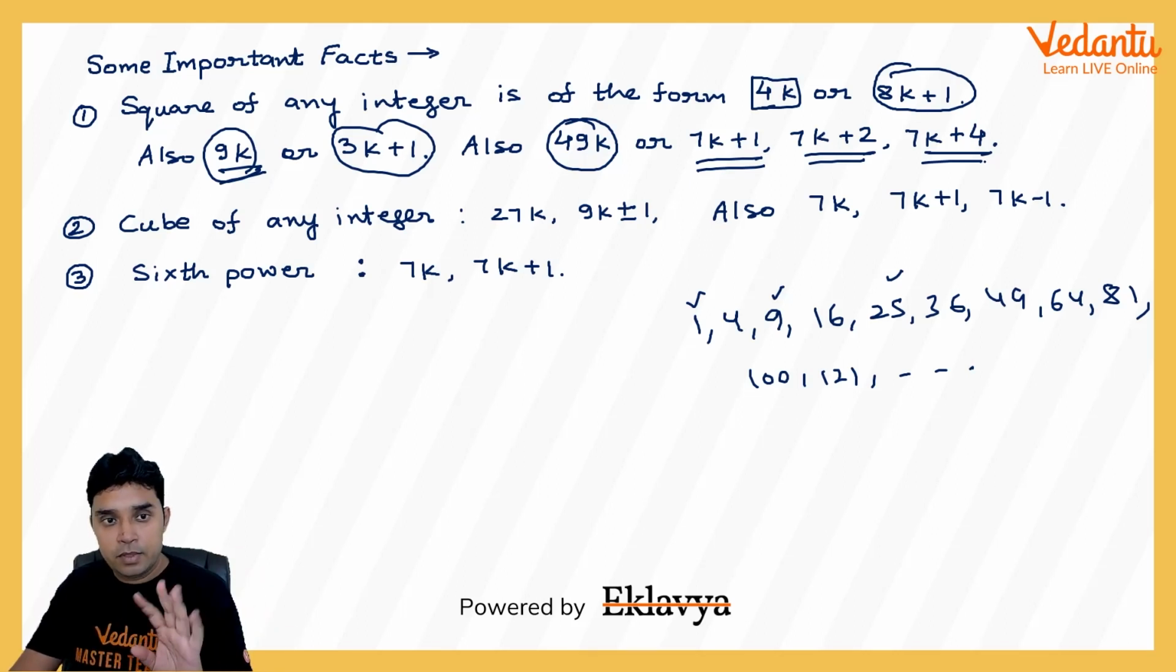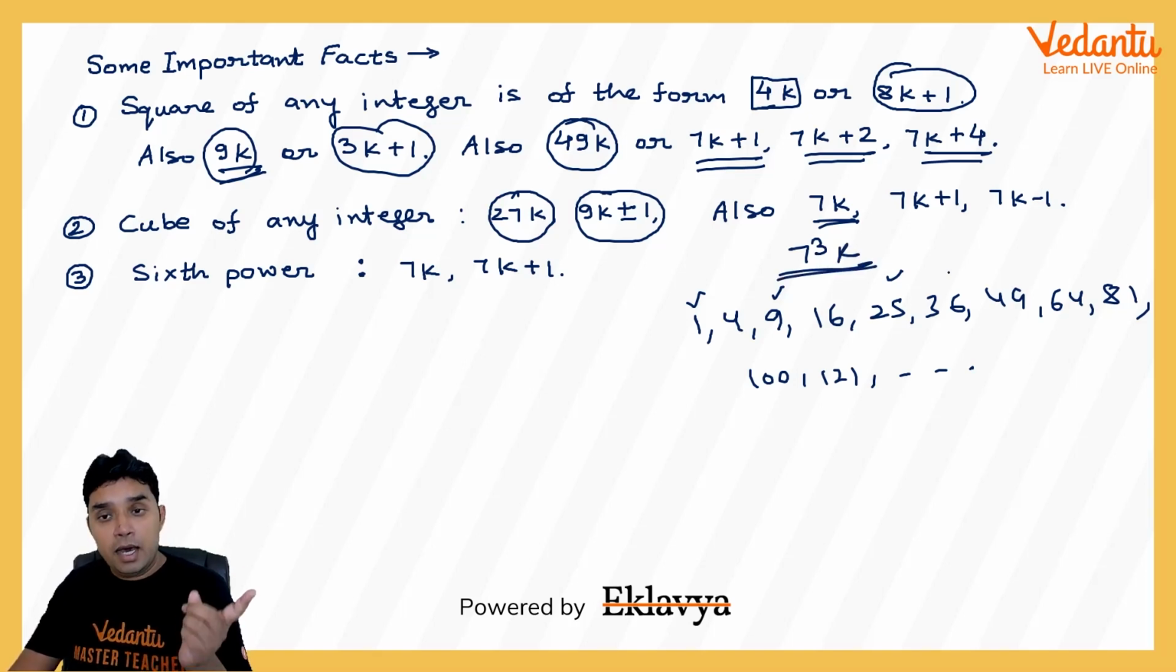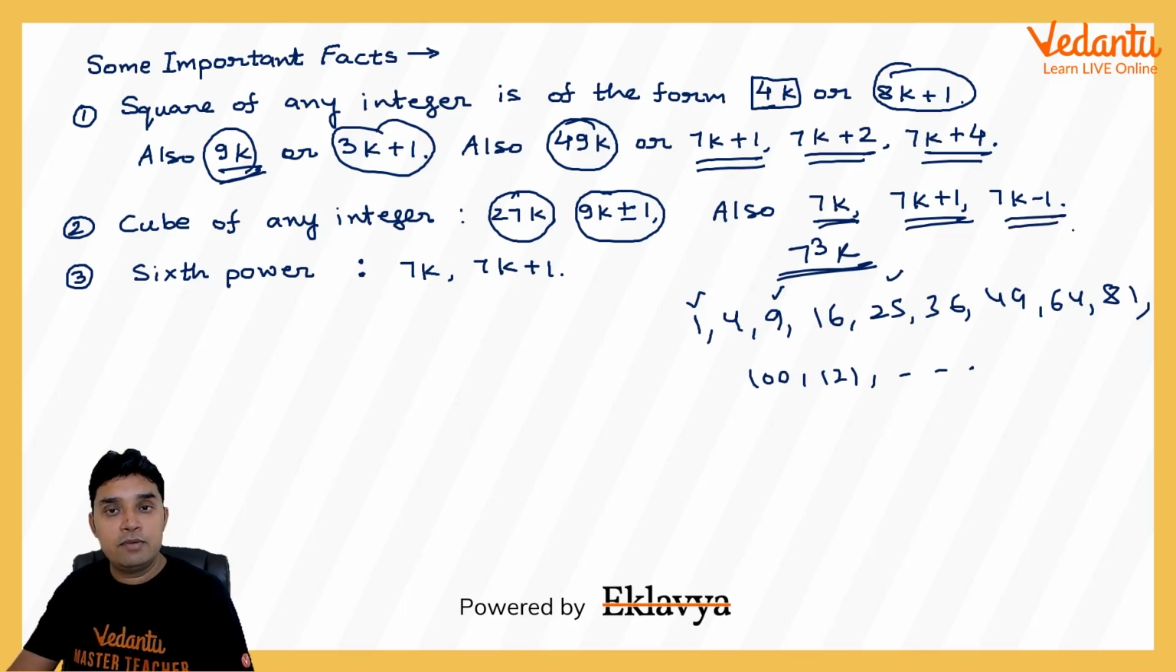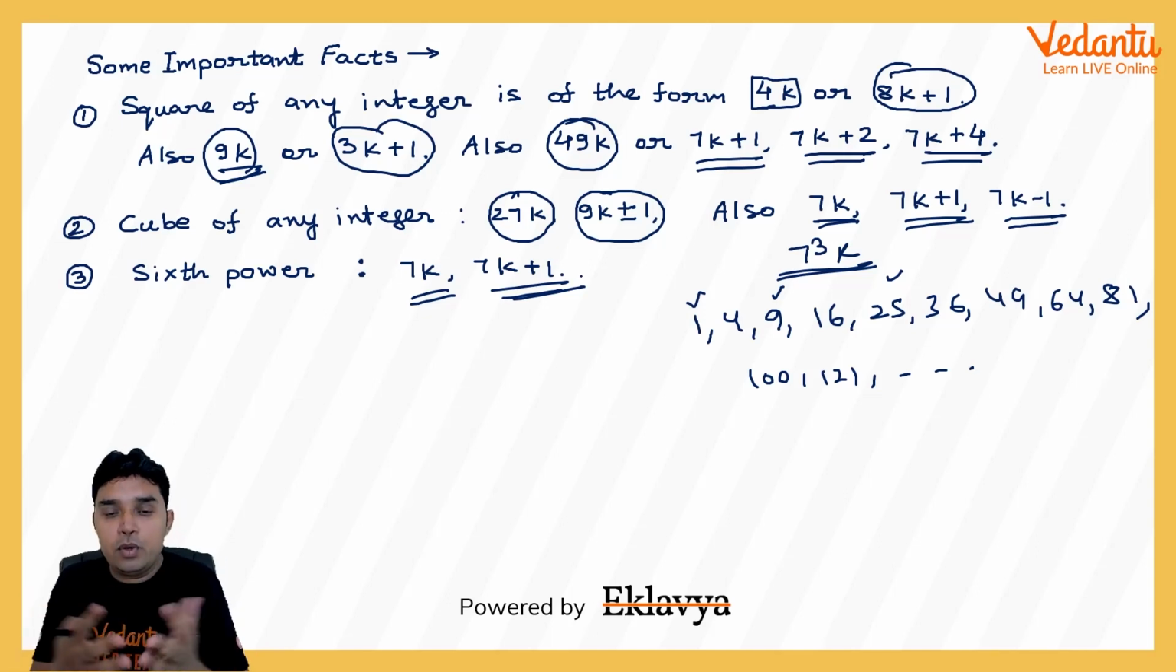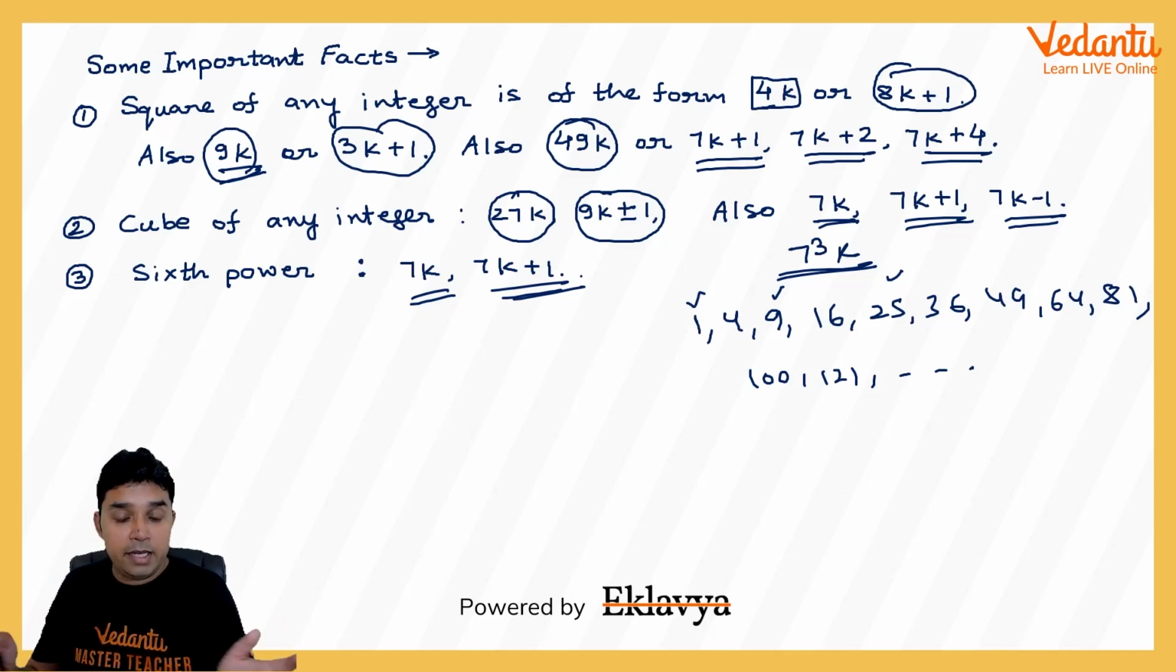Nothing else can happen. Similarly, if you look at the cube of any integer, it will be 27k if it is a multiple of 3, or it will be 9k plus or minus 1. Similarly, if you look from the point of 7, then it will be 7 cubed times k if the number is a multiple of 7, otherwise it will be 7k plus 1 or 7k minus 1. The sixth power of any natural number or integer will be 7k or 7k plus 1. See, such things will help you to eliminate some of the possibilities, and that will lead you to a good solution of a given question.